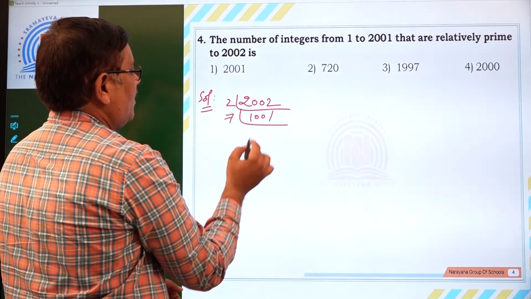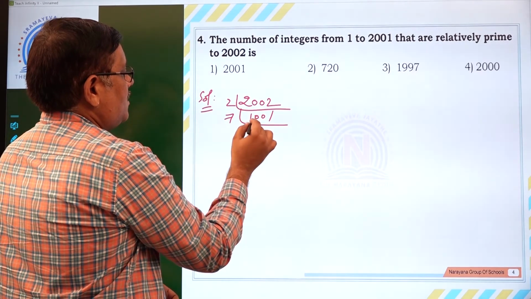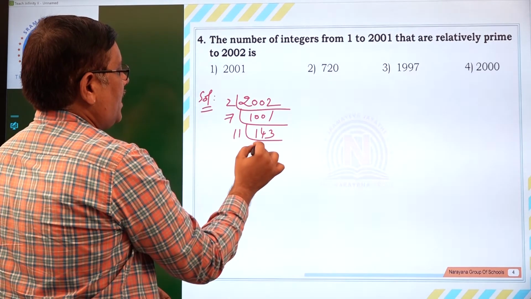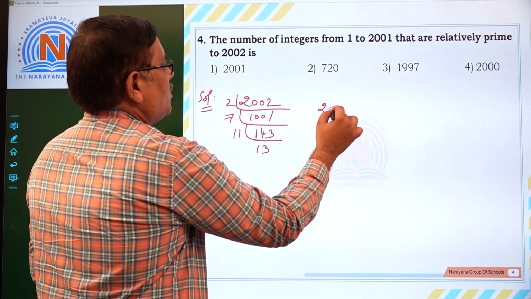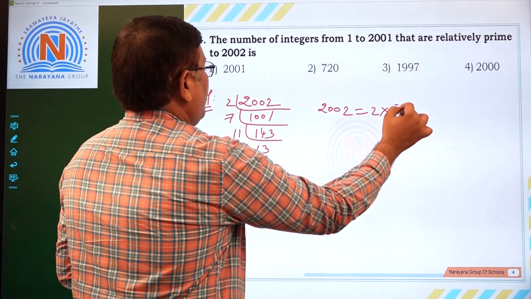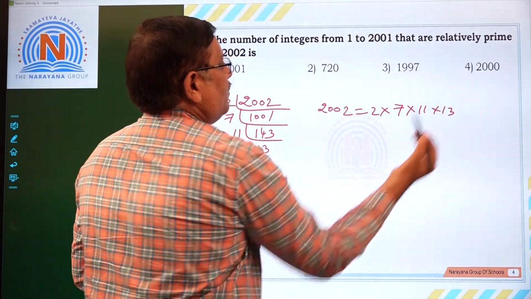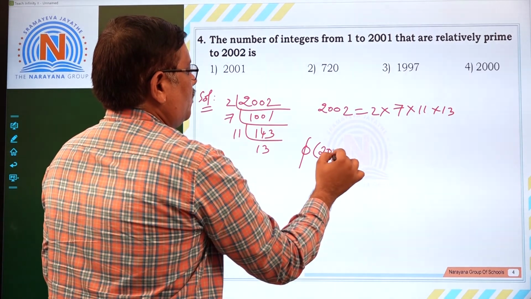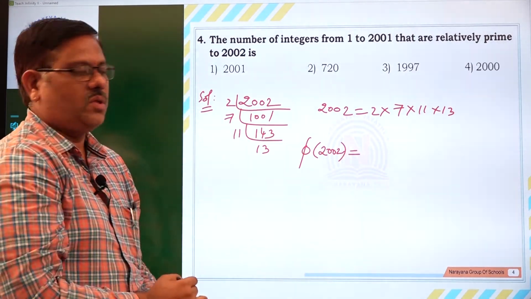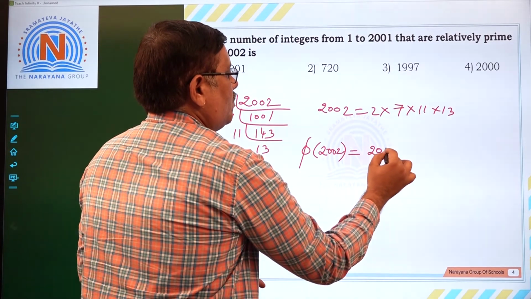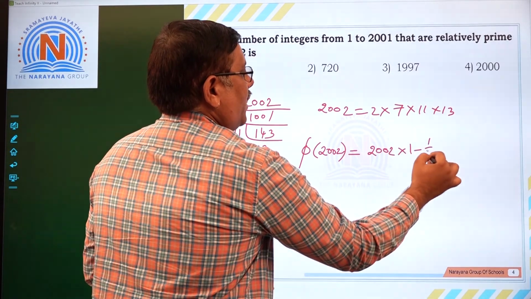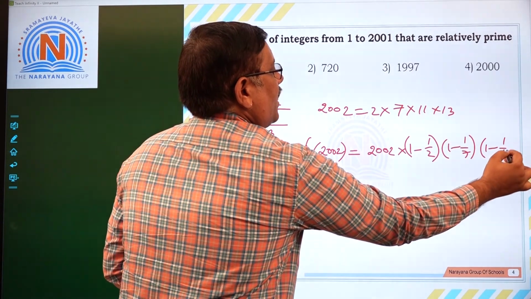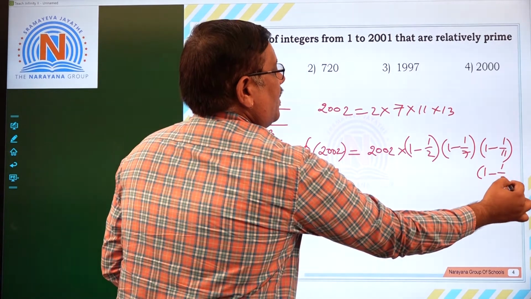Let us divide by 7, so we have 7 times 143. Divide by 11 so that we get 13. So 2002 we can write as 2 into 7 into 11 into 13. All are primes. Now what do we need? Phi of 2002. What is the formula? 2002 times (1 minus 1 by 2) into (1 minus 1 by 7) into (1 minus 1 by 11) into (1 minus 1 by 13).